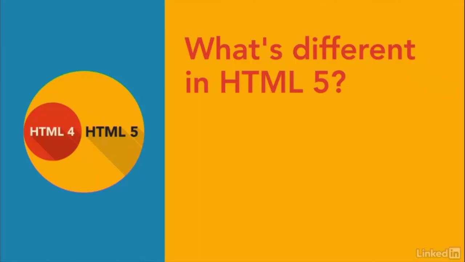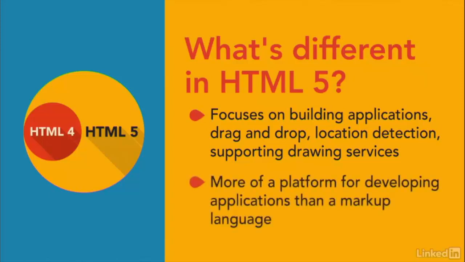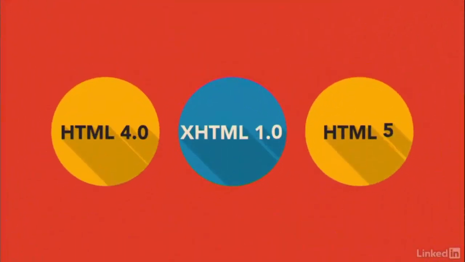Now where the specification really diverges from 4.0 is its focus on building applications. Things like drag and drop, location detection, support for drawing services like Canvas. Stuff like that make it more of a platform for developing applications than a mere markup language. Now for the most part, the W3C has split those application focus areas into their own specifications, so a lot of what you're referred to as HTML5 is actually a collection of individual specifications.